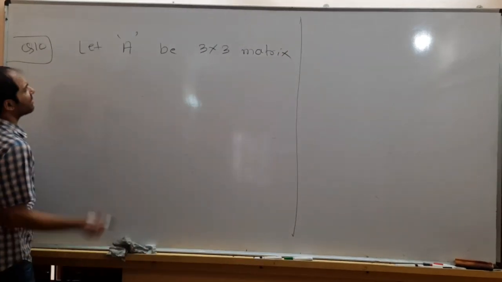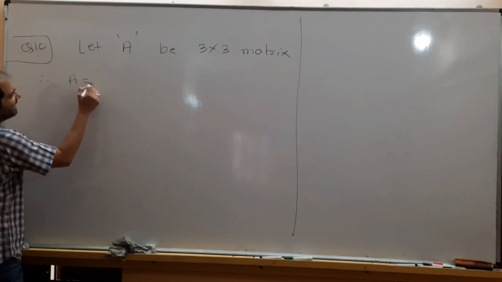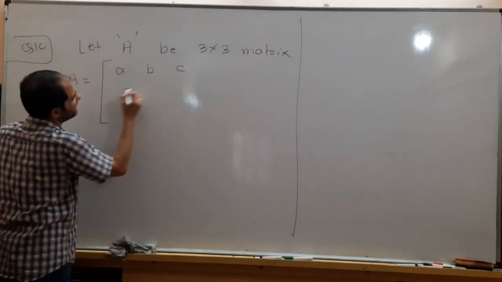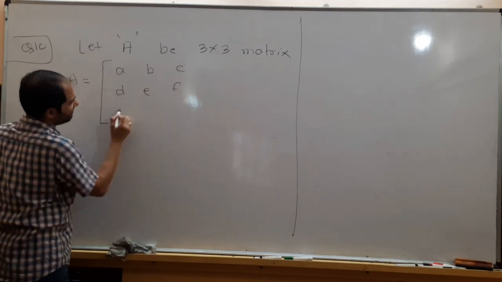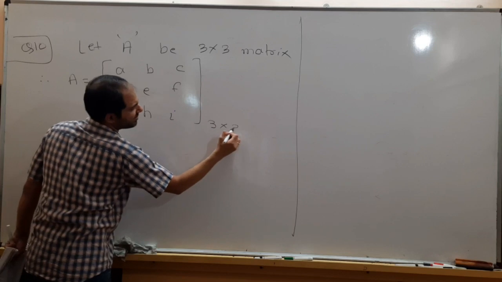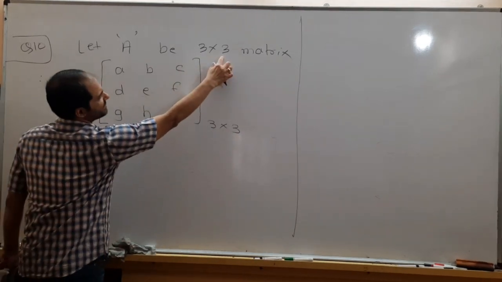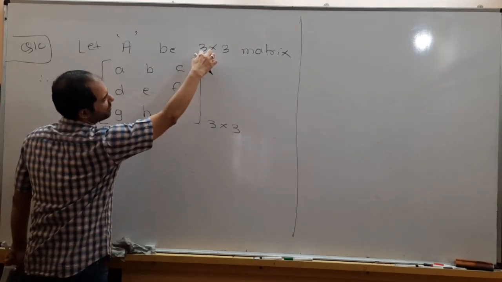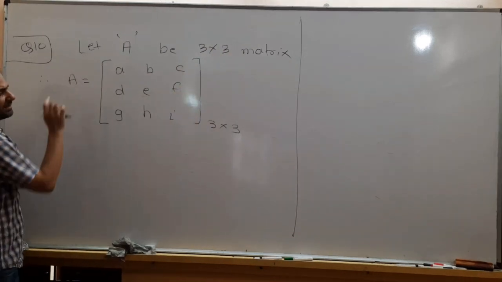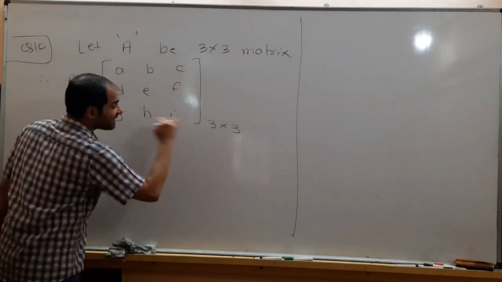Okay, now since it is a 3 cross 3 matrix, it will have 9 elements. So let that be A, B, C, D, E, F, G, H, I, and it's a 3 cross 3 matrix. Since it is a 3 cross 3 matrix, number of elements is equal to number of rows into number of columns. So 3 into 3, 9. So in matrix A, there are 9 elements.